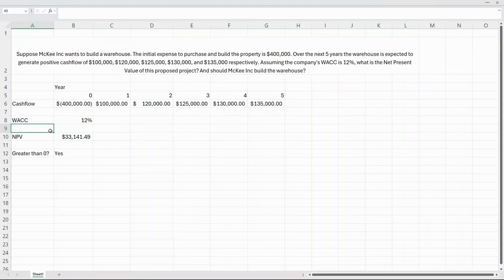So with this single function, you can now find the NPV for any question your professor might throw at you.